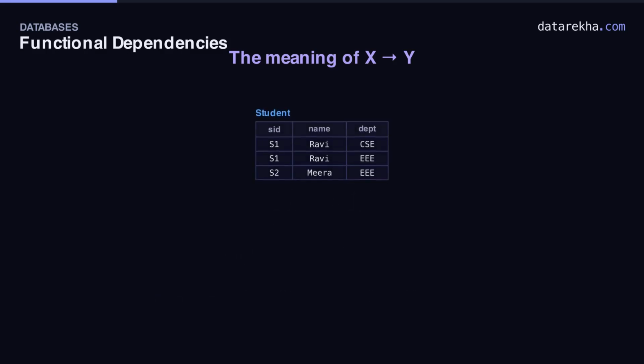Let's test two rules on real rows. Does student ID determine name? The two rows with student 1 share the same left value, and the name matches on both, Ravi and Ravi. So this rule holds. But does student ID determine department? Same two rows, yet one says CSE and the other EE. Same left, different right. A direct violation. So student ID arrow department does not hold.